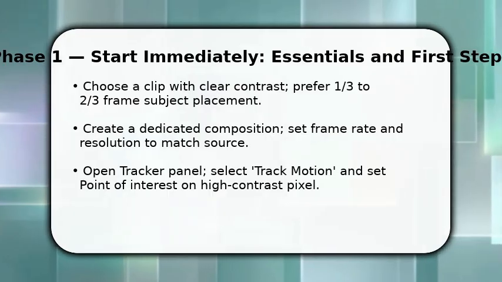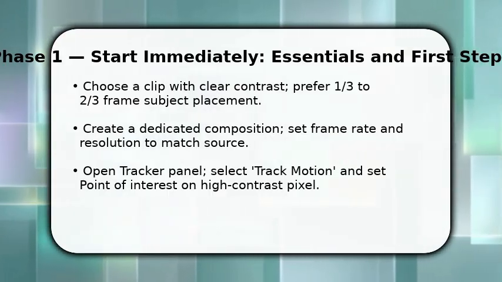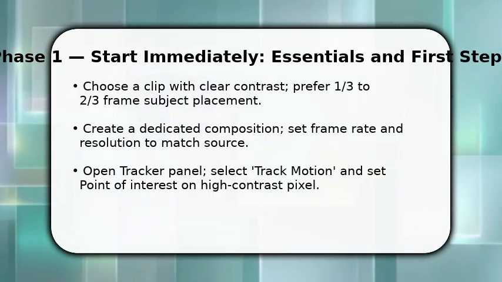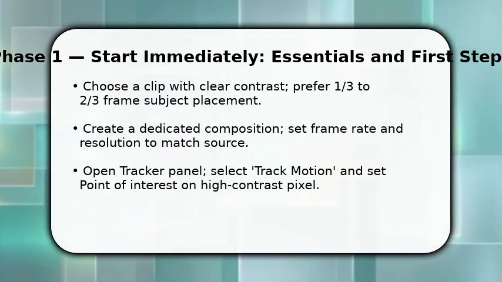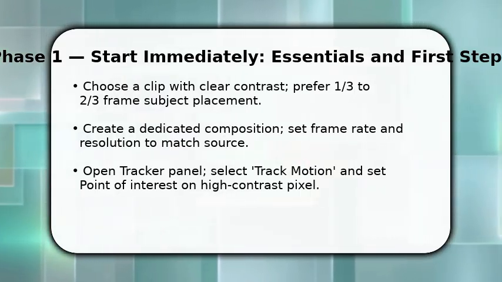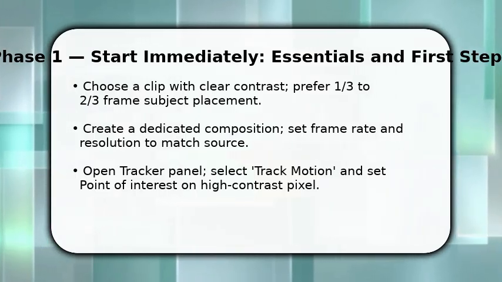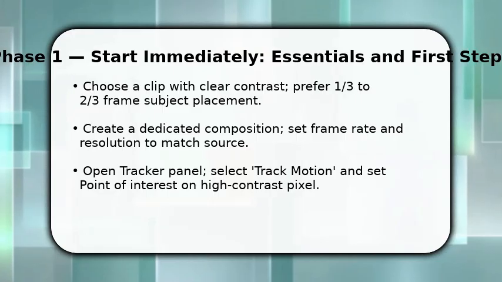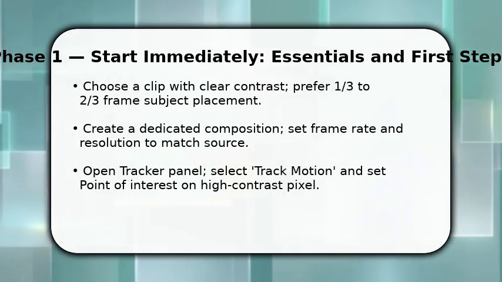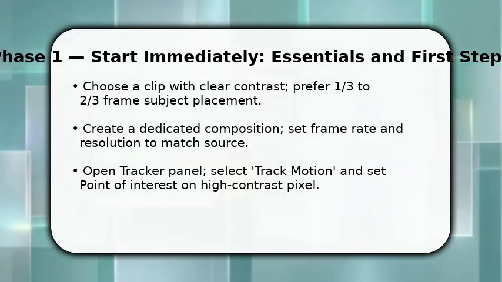You start by isolating the shot and matching composition settings to the source. This prevents drift later. Once done, open the tracker panel and choose Track Motion so you can place a feature point directly on high-contrast pixels. Edges work best. Make sure tracking options use the full resolution preview for accuracy.